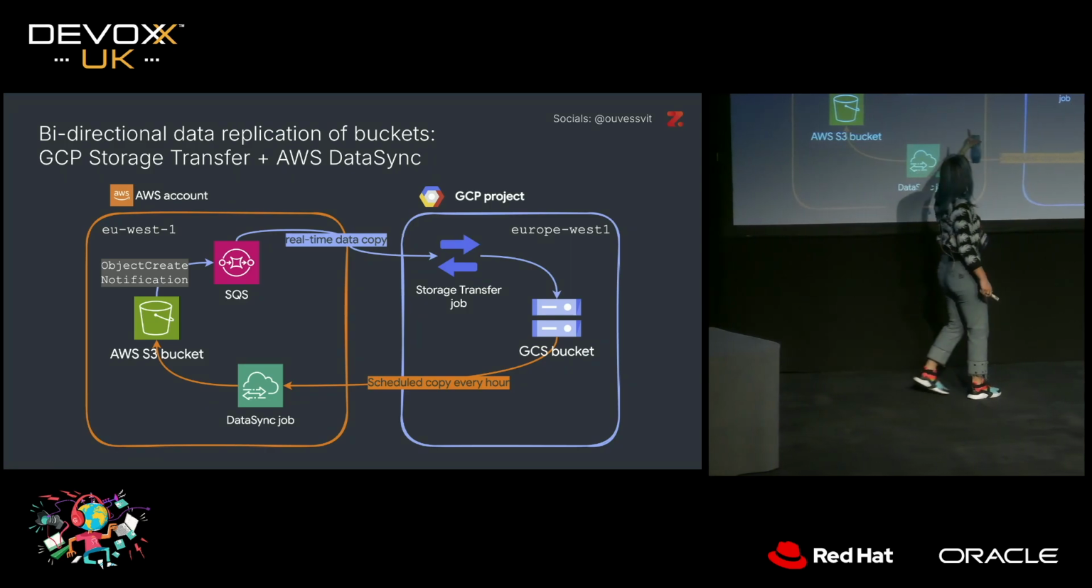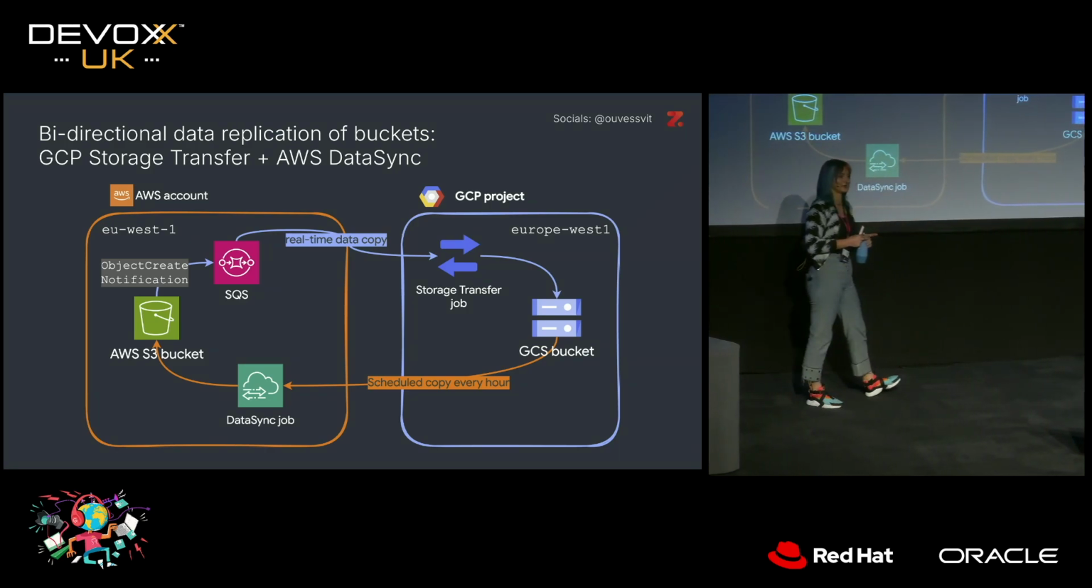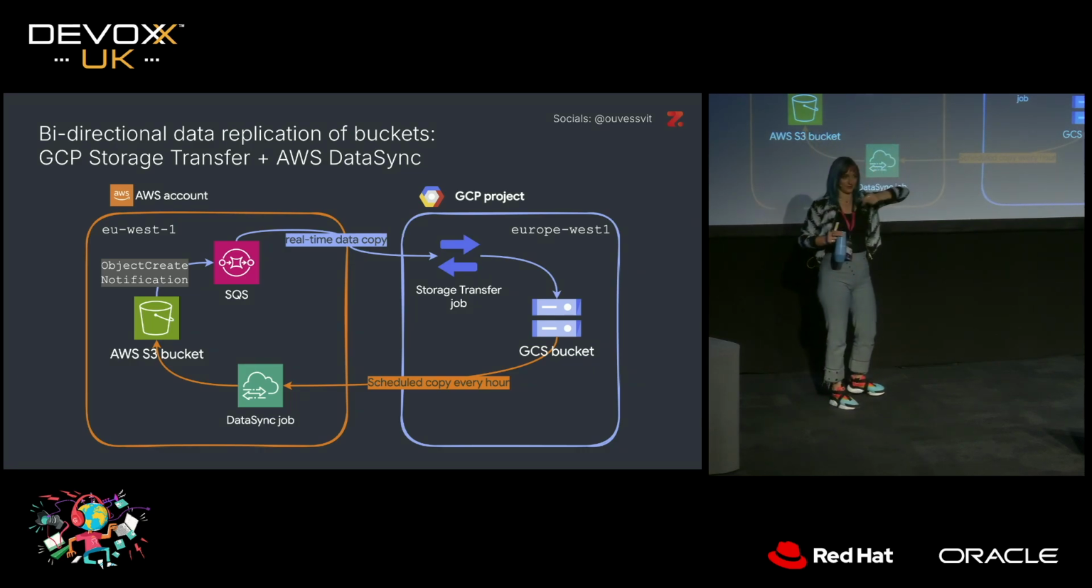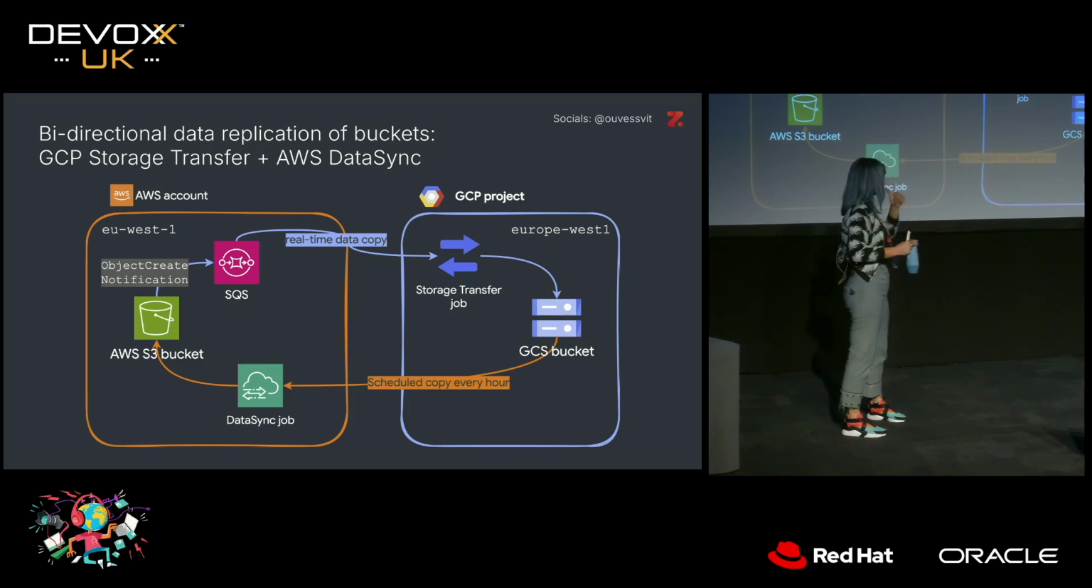Storage transfer jobs can be event-driven. You create a bucket notification on AWS, send it to SQS. The transfer job will pick it up, copy the data over as soon as the object lands.